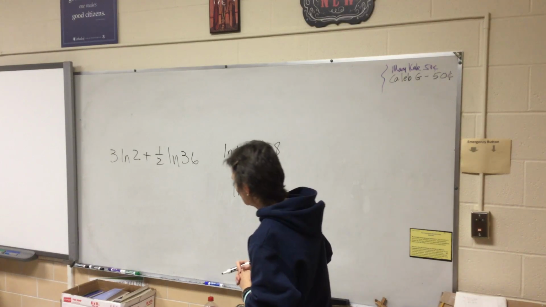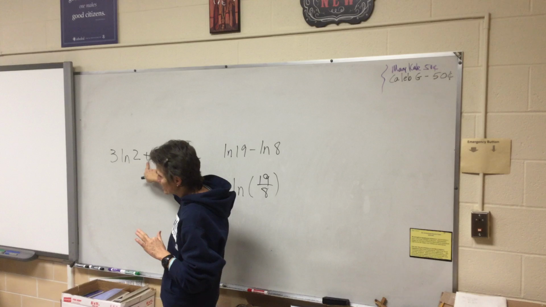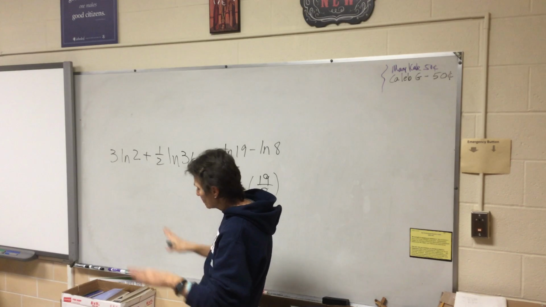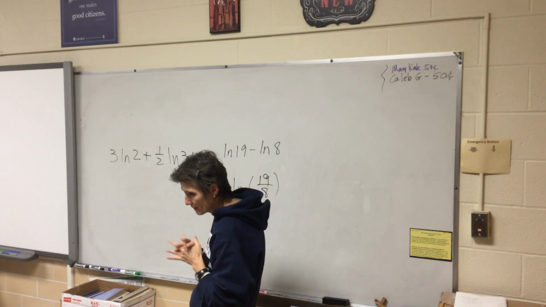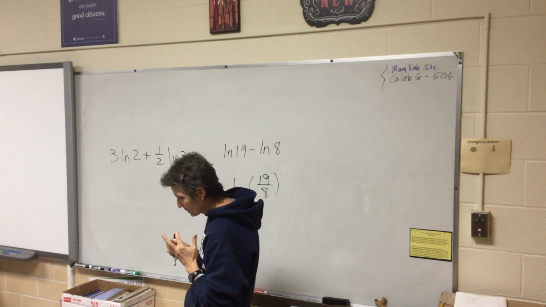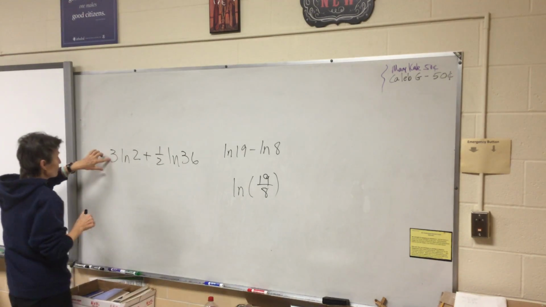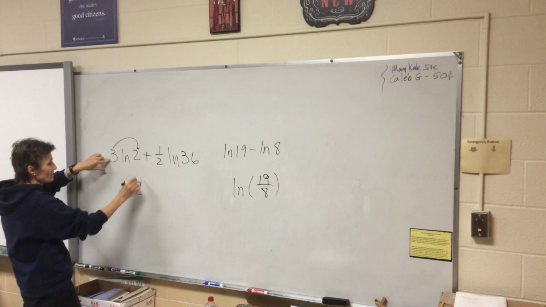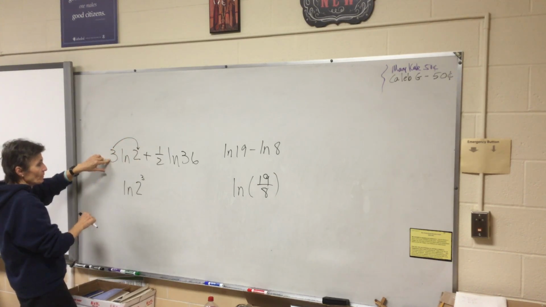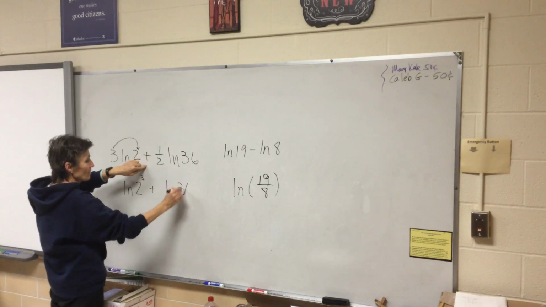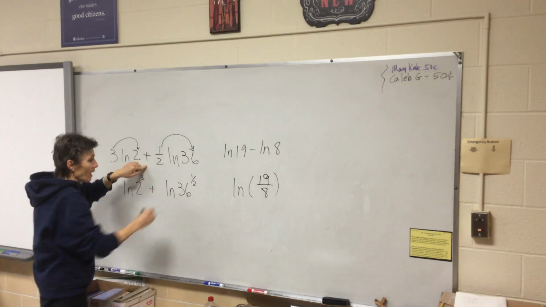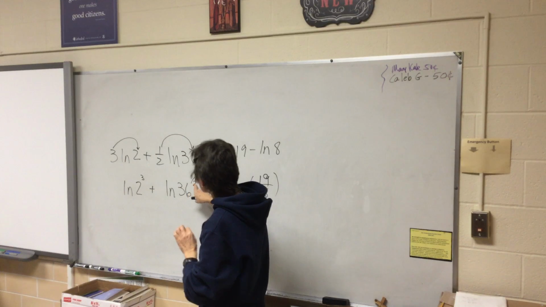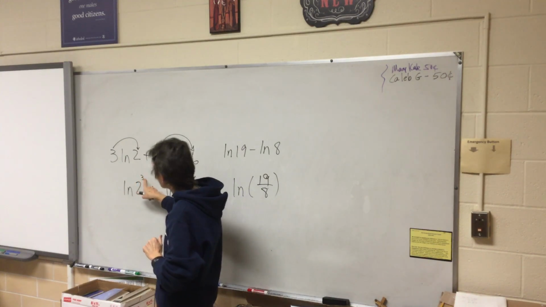Now be careful here. I know you see this plus, and I know you're thinking multiply. But wait, you got to do something else first. What do we have to do first? Move the numbers out in front. Exactly. Anytime you have numbers out in front, you have to make them exponents. So this is going to be ln 2 cubed. There comes the exponent. Plus ln 36 to the 1/2. I'm not multiplying, those are powers. This is 36 to the 1/2. This is 2 to the 3rd.